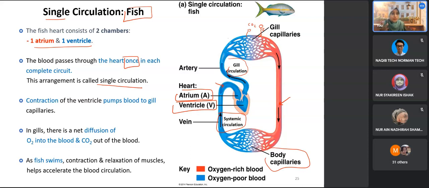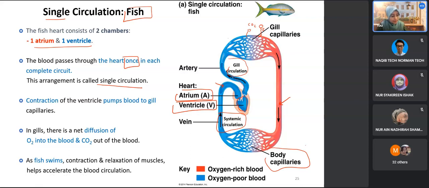It still has two circulations, the gill circulation and the systemic circulation, but the heart will pump the blood only once. The disadvantage of single circulation is that as the ventricle pumps out the blood and it enters the blood capillaries in the gills, the blood pressure will be reduced.